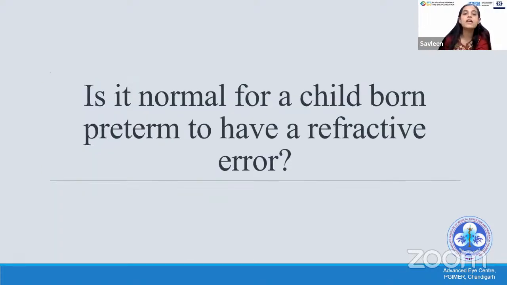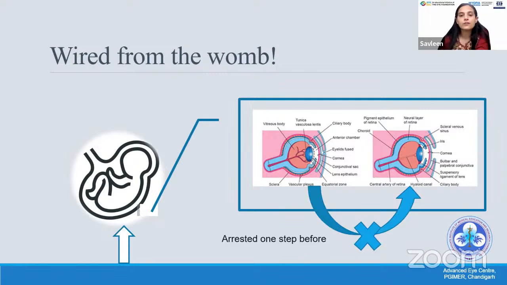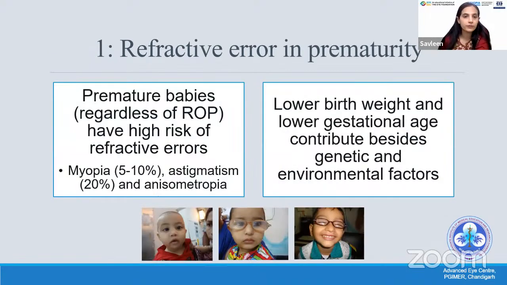The first being that if we have a preterm born child, do we expect the child to be myopic? So the last step of emmetropization that happens that makes the child a little hyperopic is actually at the last month of gestation. Because these children are born preterm, this gets arrested somehow in the last 4 weeks of gestation. So regardless of whether they develop ROP or not, a preterm child is at a risk of developing myopia to the extent of 10%, and astigmatism even more than myopia. If you have a lower birth weight child and a lower gestational age, there are more chances that the child is going to be myopic, besides the genetic and the environmental factors.